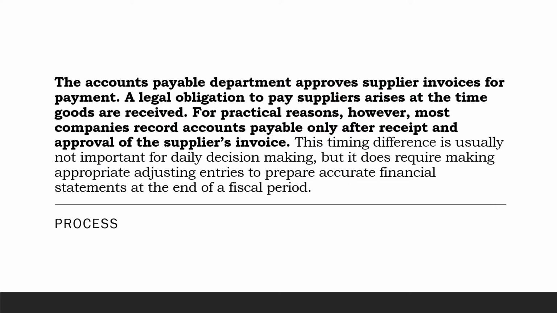Next, the accounts payable department approves the supplier's invoice for payment. A legal obligation to pay suppliers arises at the time the goods are received. However, most companies record accounts payable only after receipt and approval of the supplier's invoice. This timing difference is usually not important for daily decision making, but it does require making appropriate adjustment entries to prepare accurate financial statements at the end of the fiscal period, right? So that's part of the process.